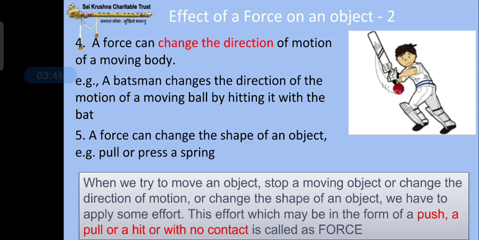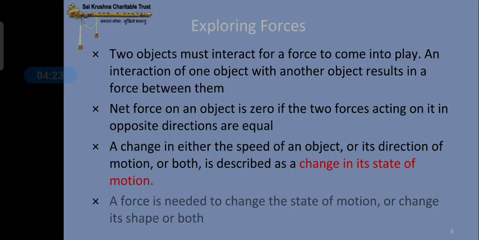The 5th effect is a force can change the shape of an object. When you pull or press a spring, the spring expands and contracts. So when we try to move an object, stop a moving object, change the direction of motion or change the shape of an object, we have to apply some effort, and this effort, which may be in the form of a push, a pull, a hit, or with no contact, is called force. Have you all understood, children?